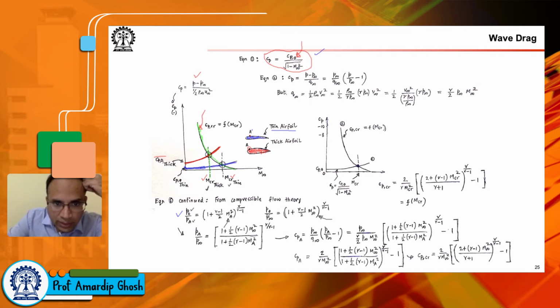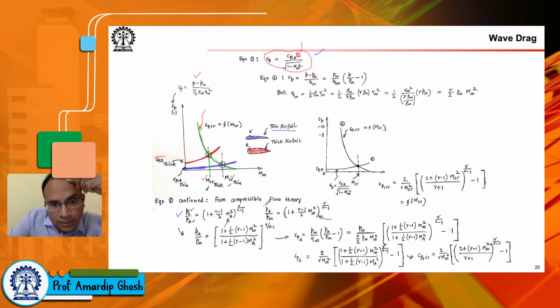To get that, you have to use the free stream Mach number. Similarly here, to get the static pressure at A, you have to use the Mach number at A. To get the static pressure at infinity or free stream, you need the free stream Mach number. So you see these two things are connected. Pen color, let me just switch to red.